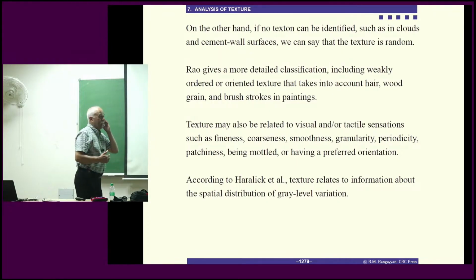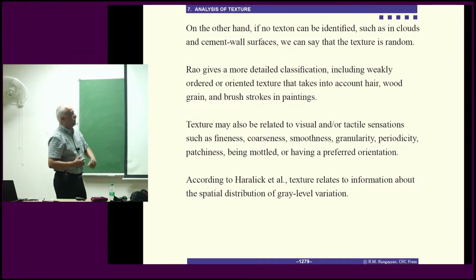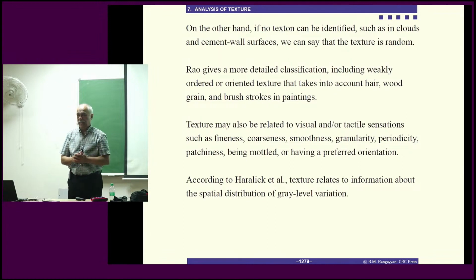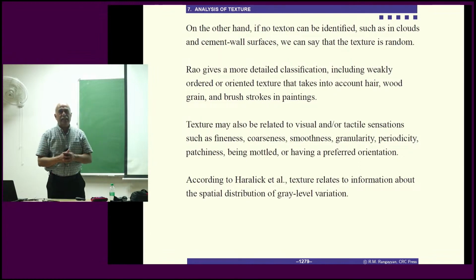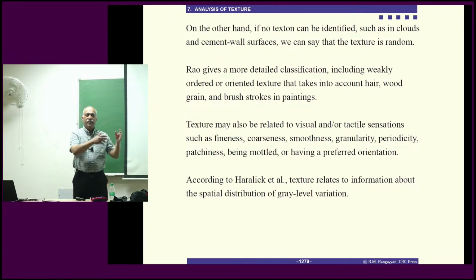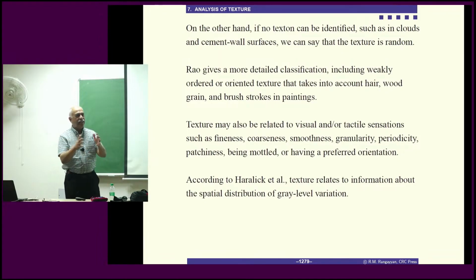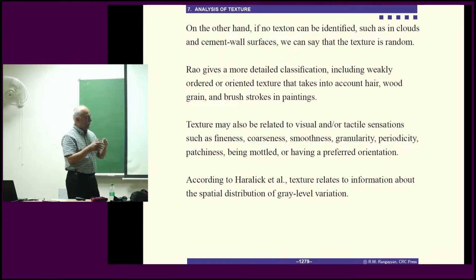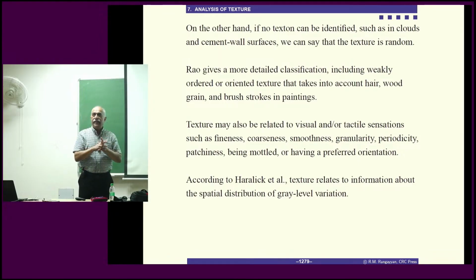There's a book by Rao on texture analysis, and we have used some of his methods. And there he includes the category of weakly ordered or oriented texture. And oriented texture is so common in medical images, and oriented patterns are common, that when I started writing this book, we had already done some work on oriented pattern analysis. I started putting them all together, and that became quite a big chapter. So you will see, oriented pattern analysis has many applications in biomedical image processing.